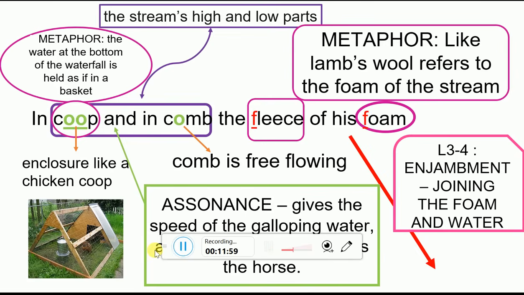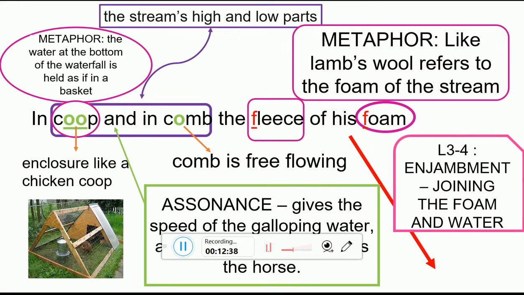Now, not only is the water roaring down at high speed, now in coop and in comb the fleece of his foam. Remember, it's flowing from the high field down to the what? To the lake or the river. And then here the poet used metaphor. The water at the bottom of the waterfall is held as if in a basket, meaning what? In coop. It means enclosed like a chicken coop, or alternatively something that is enclosed in a hollow or an enclosure, right?